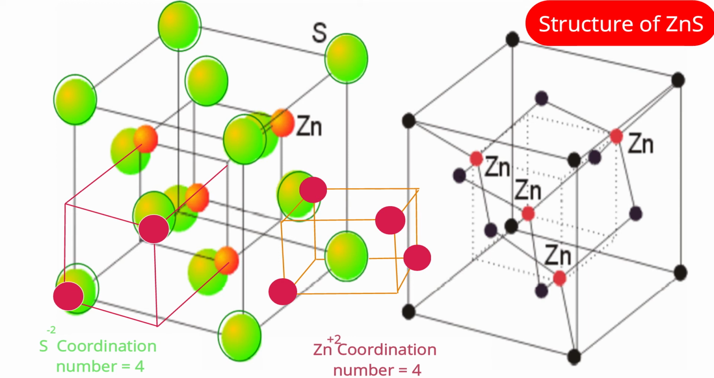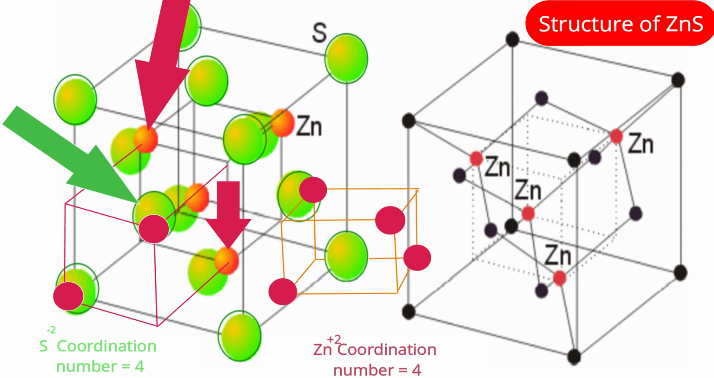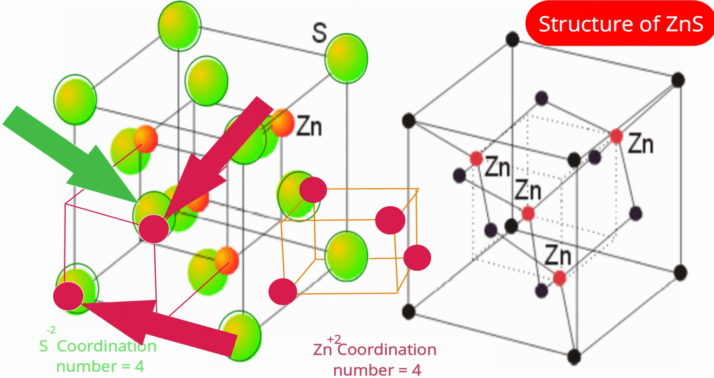Now the sulfide ion which is at the center of the face is surrounded by how many zinc ions? Four zinc ions. Two are in the small face away from us, two are in the face which is towards us. So anyhow, you take any sulfide ion, you will find the coordination number is 4. So what is the conclusion? Coordination number of zinc ion is 4 and coordination number of sulfide ion is also 4.